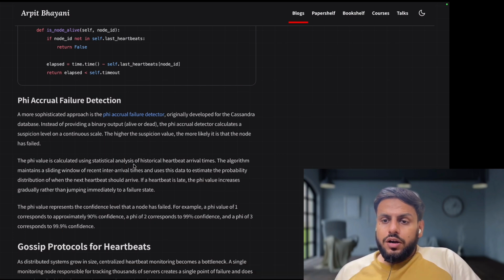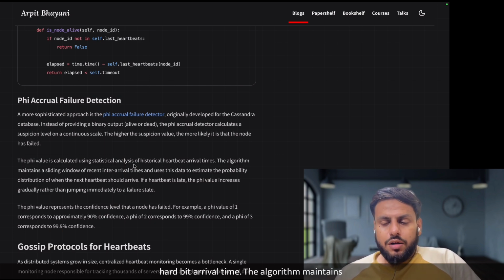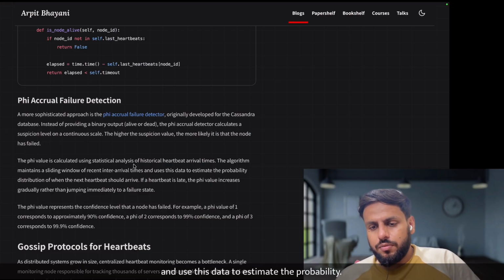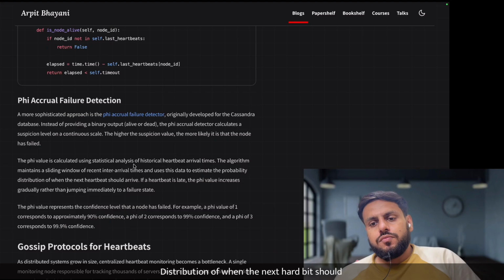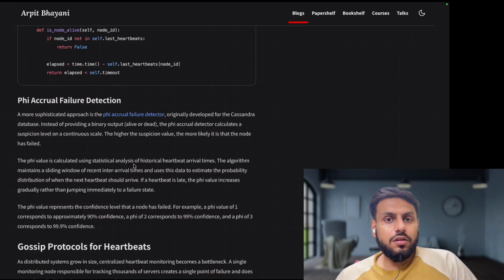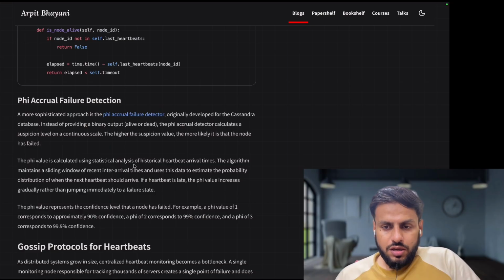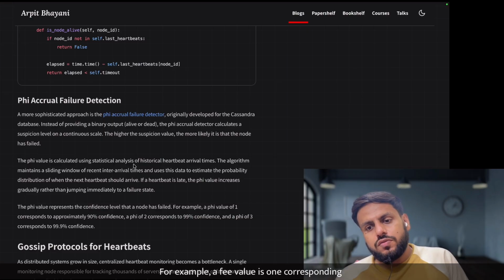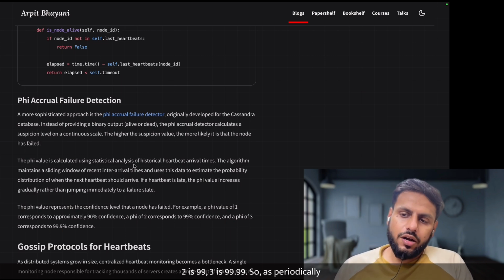The phi value is calculated using sophisticated analysis of historical heartbeat arrival times. The algorithm maintains a sliding window of recent inter-arrival times and uses this data to estimate the probability distribution of when the next heartbeat should arrive. If the heartbeat is late, the phi value increases gradually rather than jumping immediately to the failure state. The phi value represents the confidence level that the node has failed. For example, a phi value of 1 corresponds to 90% confidence, 2 is 99%, 3 is 99.9%.